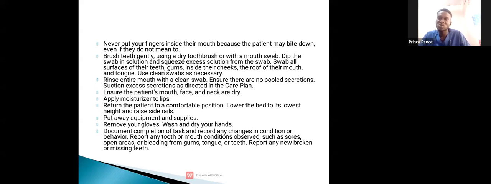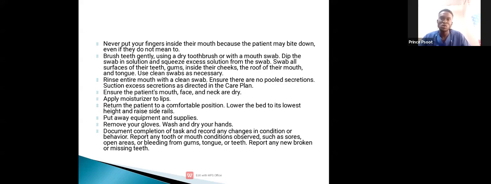Rinse the entire mouth with a clean swab. Ensure there are no pooled secretions. Suction excess secretions directly as written in the care plan. Ensure the patient's mouth, face, and neck are dry. Then apply moisturizer to their lips. Return the patient to a comfortable position. Lower the bed to its lowest height and raise the side rails.